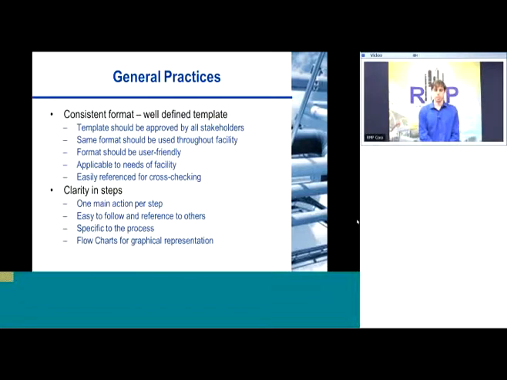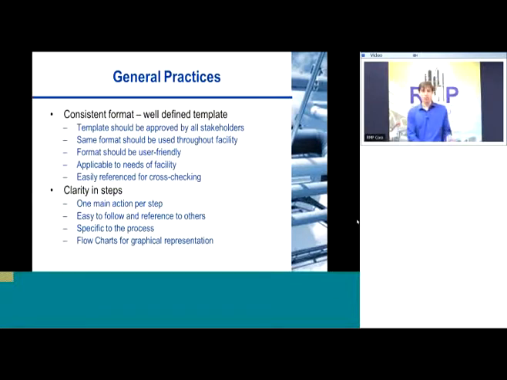Some other things to note is that the format should be used typically throughout the facility, although that depends on the needs of the facility. Having completely different formats for similar procedures within the same facility often leads to confusion when operators are switching between processes or different procedures. It should also be easy to reference and cross-reference, and that way, if there's a question about a specific step, an operator can easily pinpoint what that is, ask questions, double-check it, and reference it.